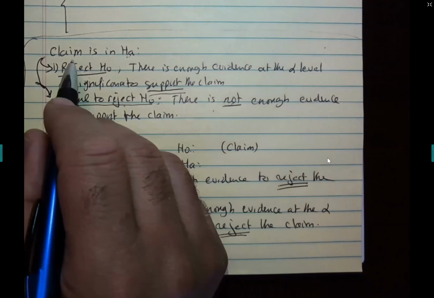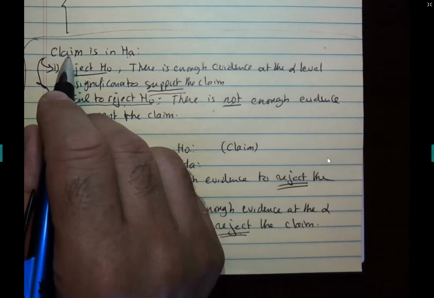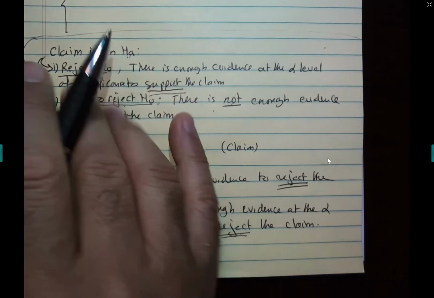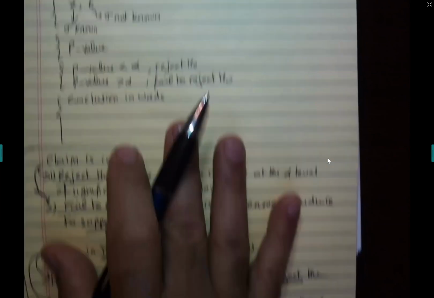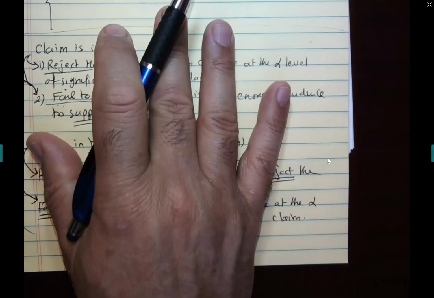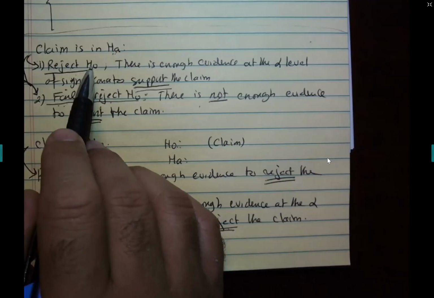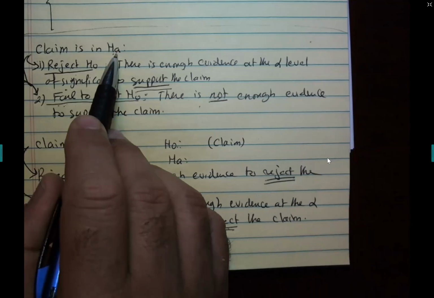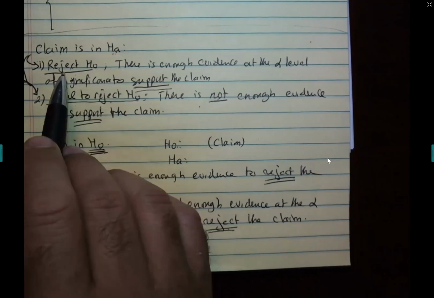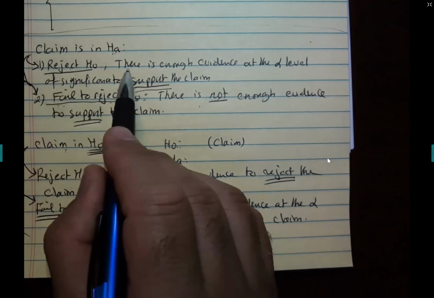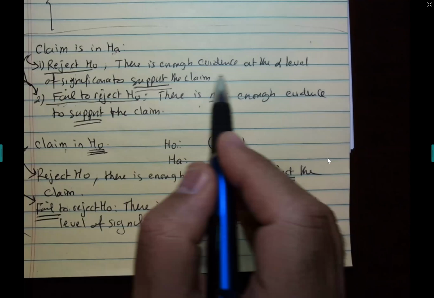The first scenario is your claim is in the alternative hypothesis. If you end up with the claim being in the alternative hypothesis right here, guys, in HA, and you reject the null hypothesis, if you reject H0, and your claim is in HA, you support the claim. Because you reject the first one, that means the second one is good. So you're right. There is enough evidence at the alpha level of significance to support the claim, whatever the claim is.